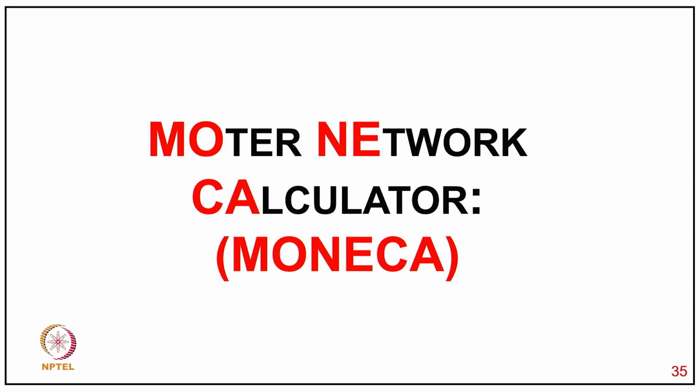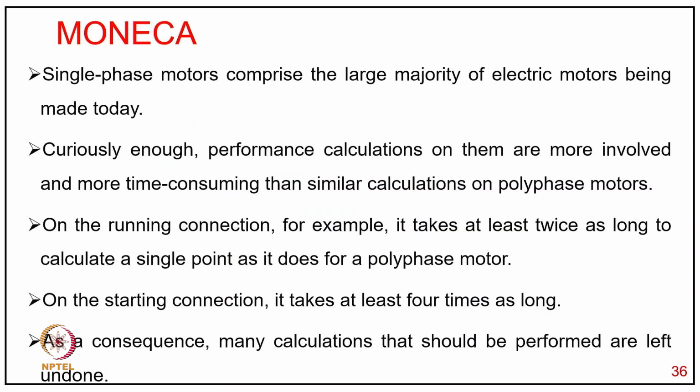Now this is the special software made by Professor C.G. Veinott called Motor Network Calculator. In short, they call it Monica. So what this Monica does, it is meant for single phase motors, which comprise the large majority of electric motors being made today, and curiously enough, performance calculations on them are more involved and more time consuming than the similar calculations for polyphase motors. So on the running connection, for example, it takes at least twice as long to calculate a single point as it does for a polyphase motor.